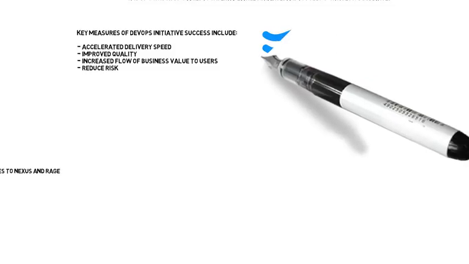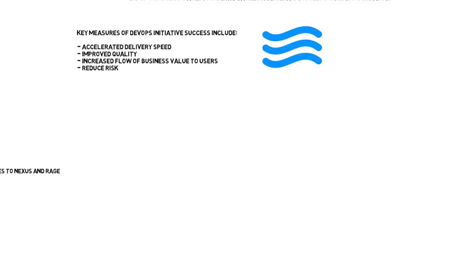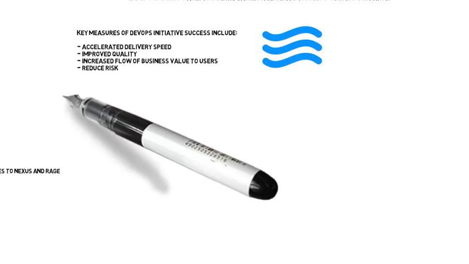Now, the next thing is how people are measuring success with DevOps. Some of the key things were accelerated delivery speed, 58% said that, improved quality, 51% said, and then increased flow of business value to users and reducing risk. And you reduce risk, of course, because you automate, you get rid of a lot of the manual errors that you might have or the uncertainty when you're deploying code or features, like a Netflix or an Amazon.